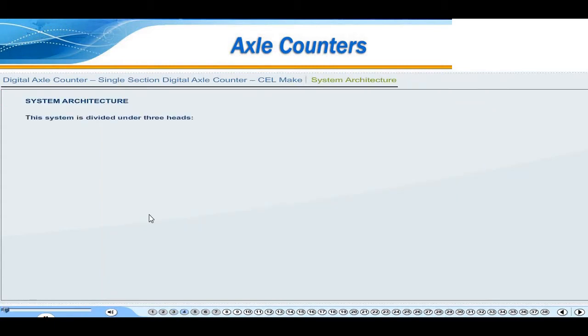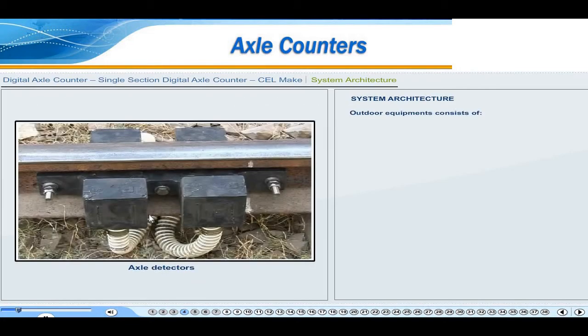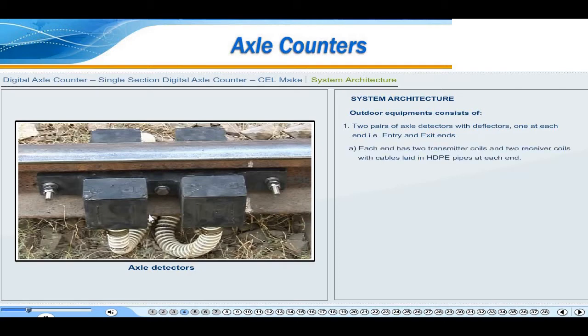Architecture. This system is divided under three heads: outdoor equipments, indoor equipments, and communication between outdoor equipments of both ends. Indoor and outdoor equipments. Outdoor equipments consist of two pairs of axle detectors with deflectors, one at each end, that is entry and exit ends. Each end has two transmitter coils and two receiver coils with cables laid in HDPE pipes at each end.